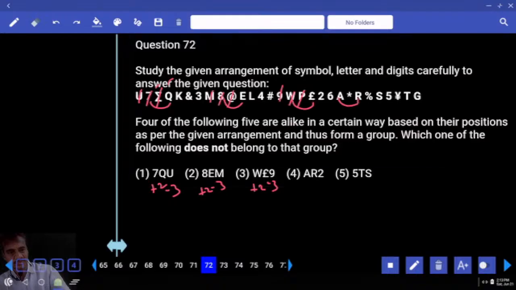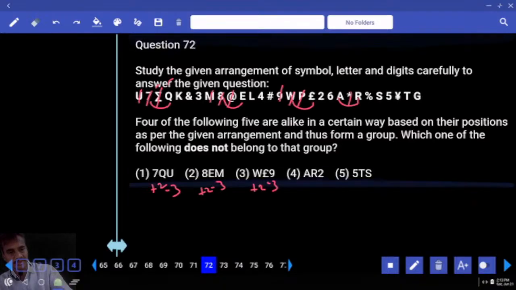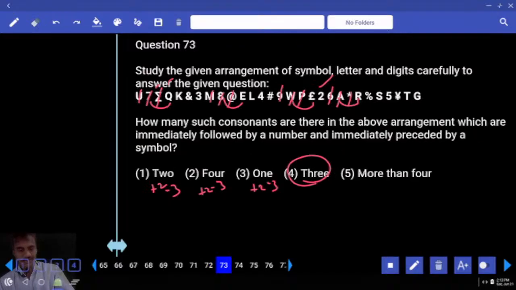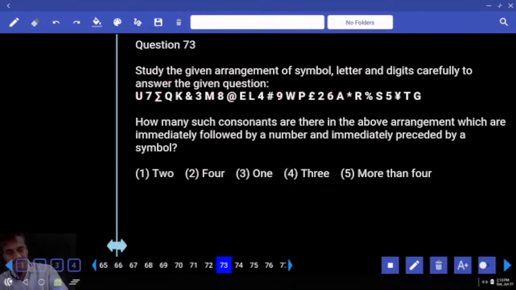A and R plus 2. And R and 2, 1, 2, 3, 4 minus 4. What is the odd one we have? Choice 4. Then 73. Now in this 73, how many such consonants are there?